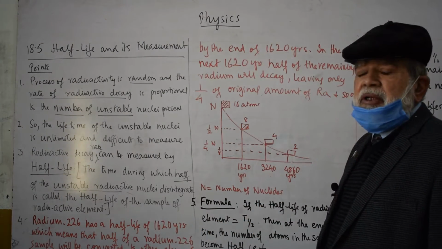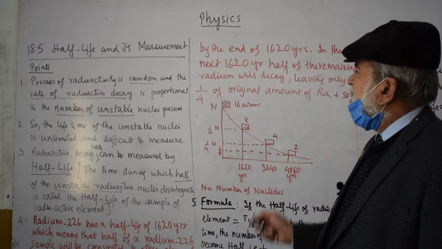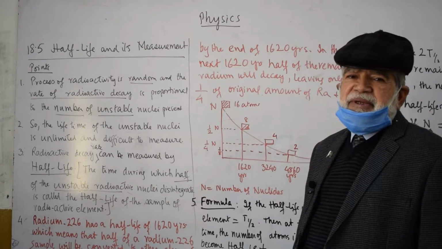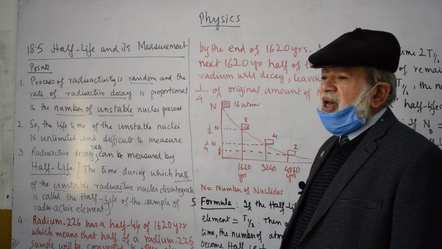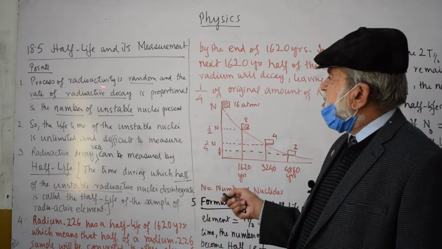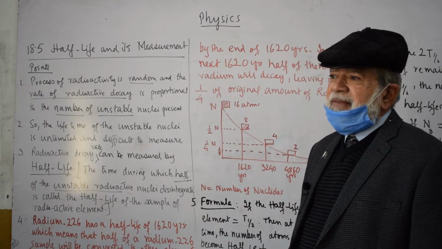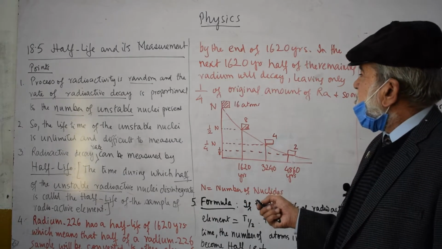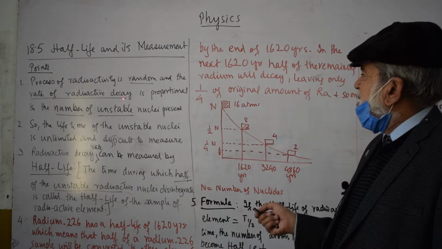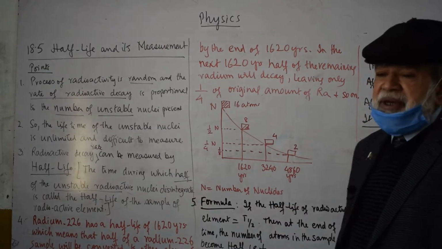Bismillahirrahmanirrahim. Today's topic is about half-life and its measurement. It is the fifth topic of chapter number 18, and the points to remember are these. The process of radioactivity, as I've told you before, is random and spontaneous. And the rate of radioactive decay is proportional to the number of unstable nuclei present.